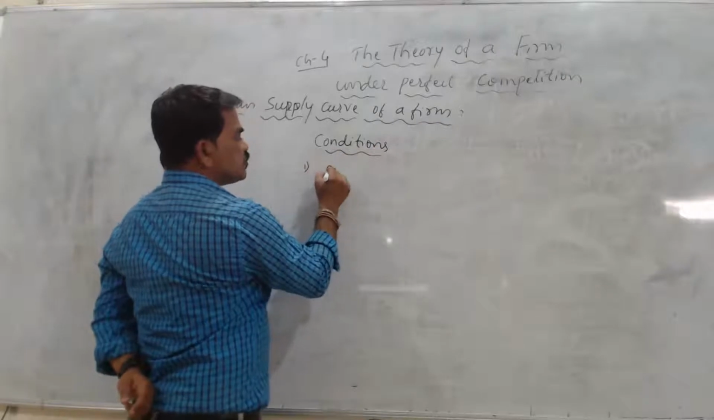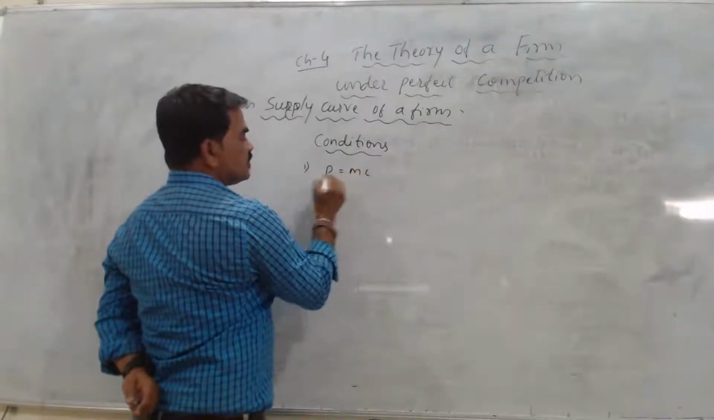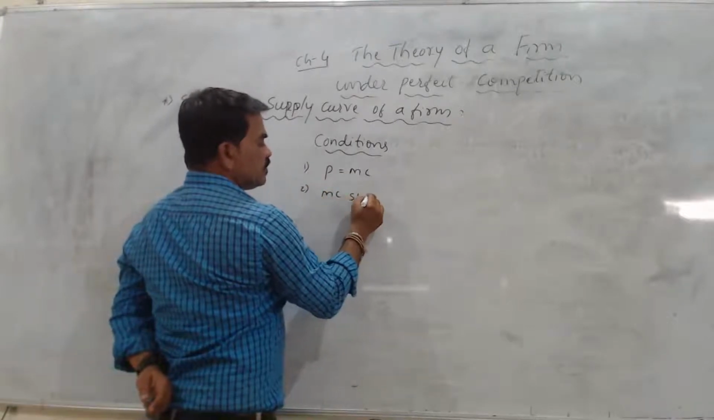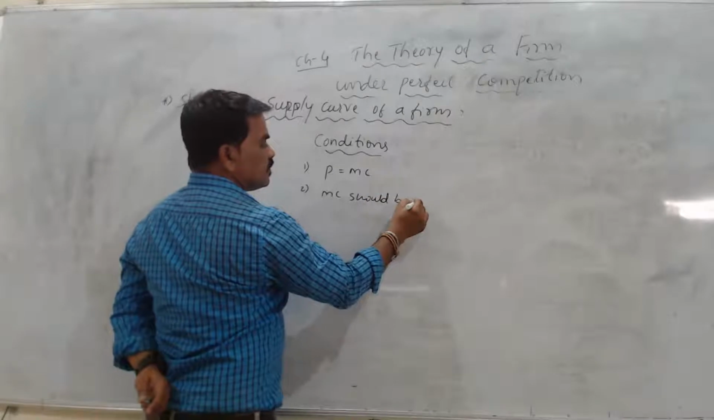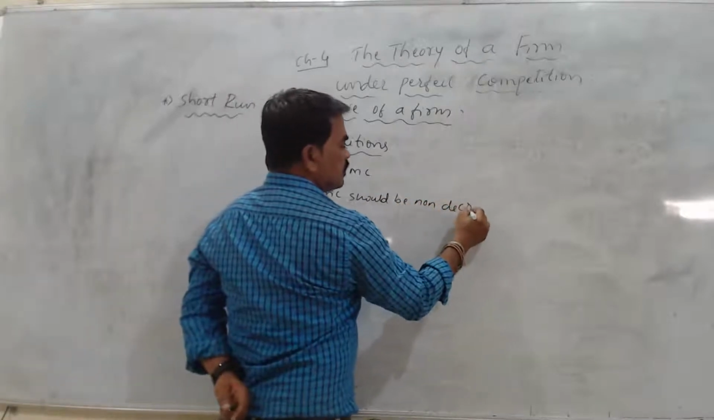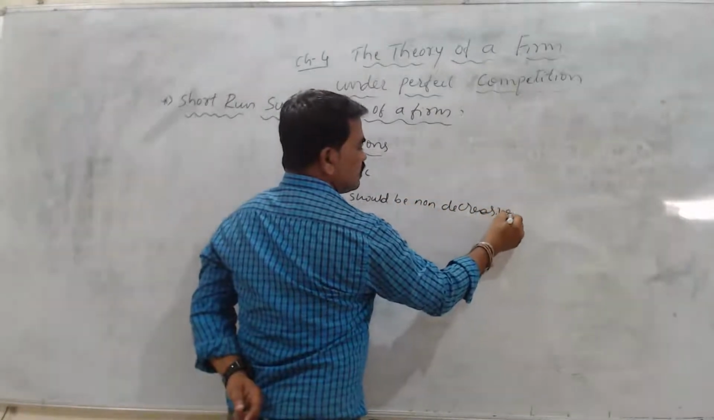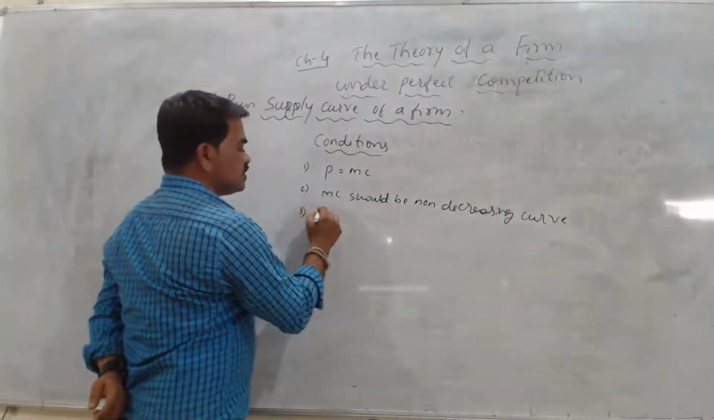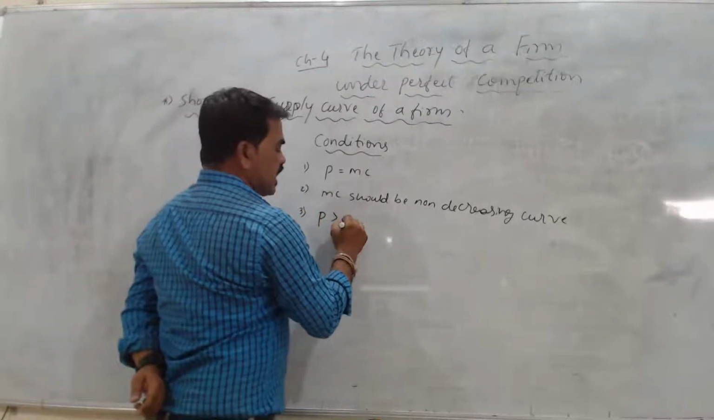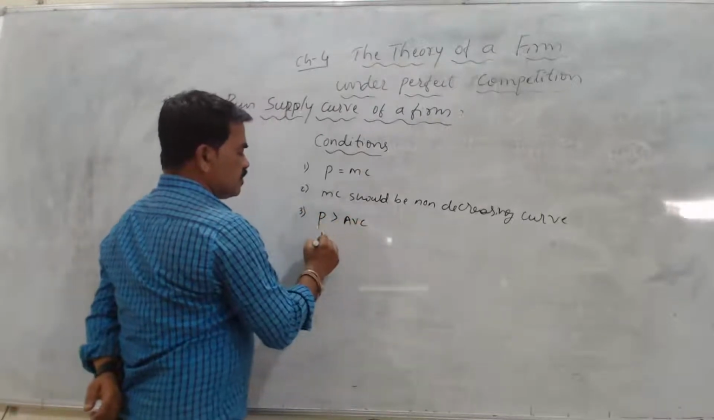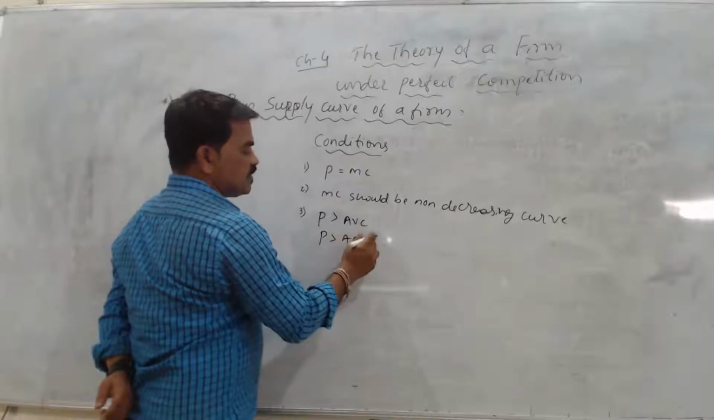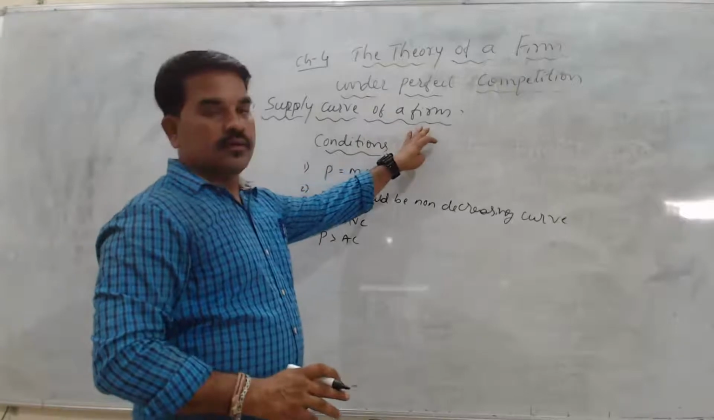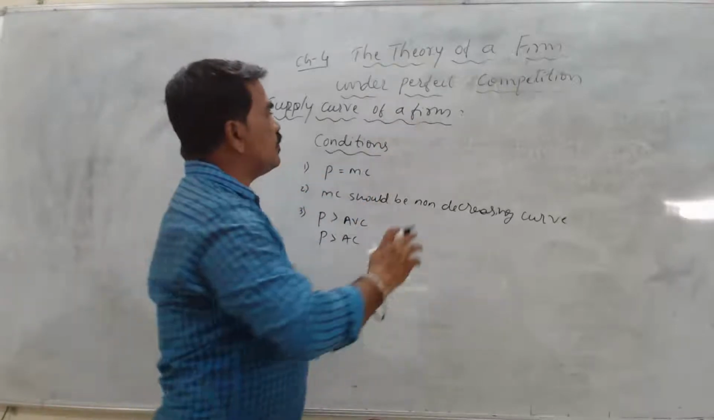First condition is price should be equal to marginal cost, and the MC curve should be a non-decreasing curve, and the third condition is price should be greater than average variable cost, or price should be greater than average cost in the long run. So if a firm, as I said, what do you mean by supply?